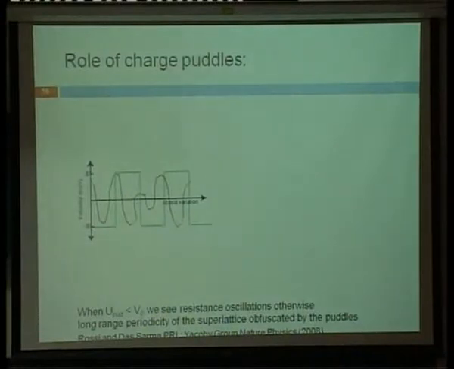Is it like filling up of the mini bands? Sorry? Is it filling up of the mini bands in the Fermi level? Yeah. I will kind of show that a little bit.